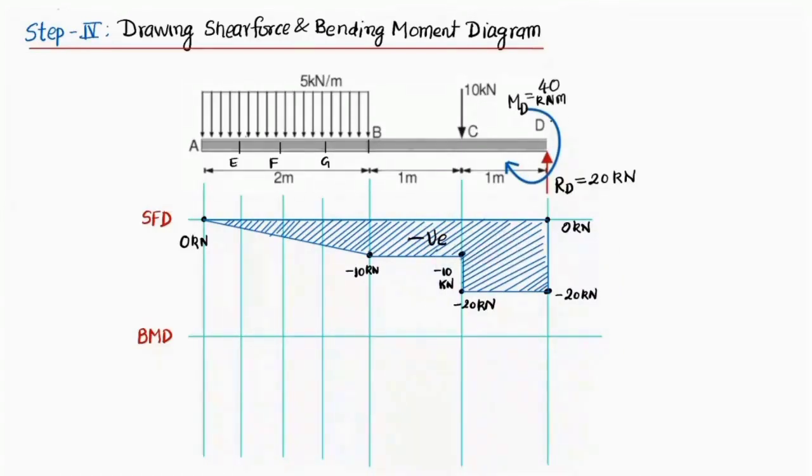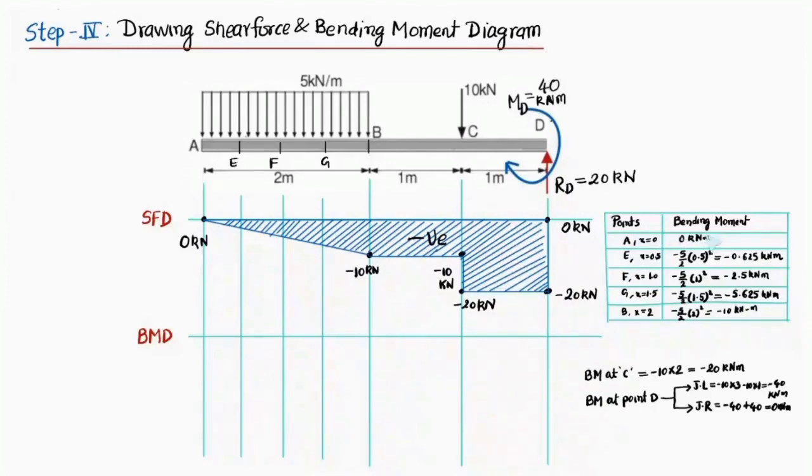Now similarly, we shall be drawing the bending moment diagram over this axis, called the bending moment diagram axis. So friends, these are the values of bending moments at various points of the beam. We have bending moment at point A as 0 kilonewton meter. So here the bending moment is 0 kilonewton meter, friends. Bending moment at point E is minus 0.625. So let's say this value is minus 0.625 kilonewton meter.